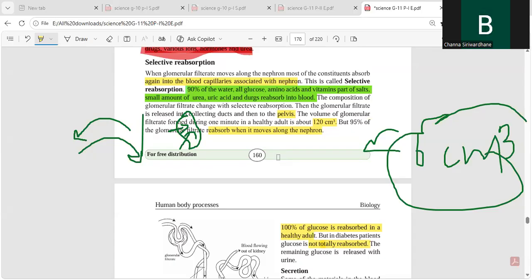Right. Next question. What will be reabsorbed from the glomerular filter?